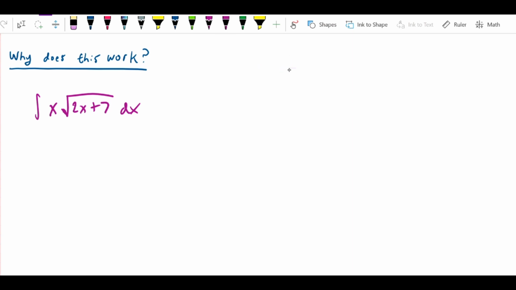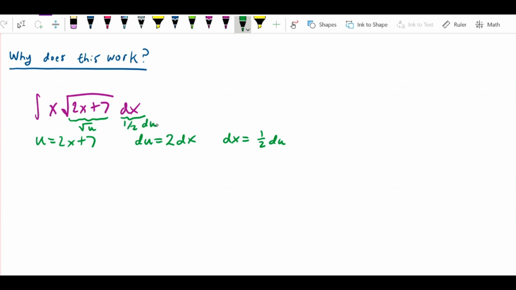So I just want to relate this to the u substitution that you already know by asking you to look at this question. If you recall how we did this question, we would say u equals 2x plus 7, du is equal to 2 dx, and therefore dx is equal to 1 half du. So what you may recall is that we were able to replace this with the square root of u and this with 1 half du, but we still needed to find some way to clear that.